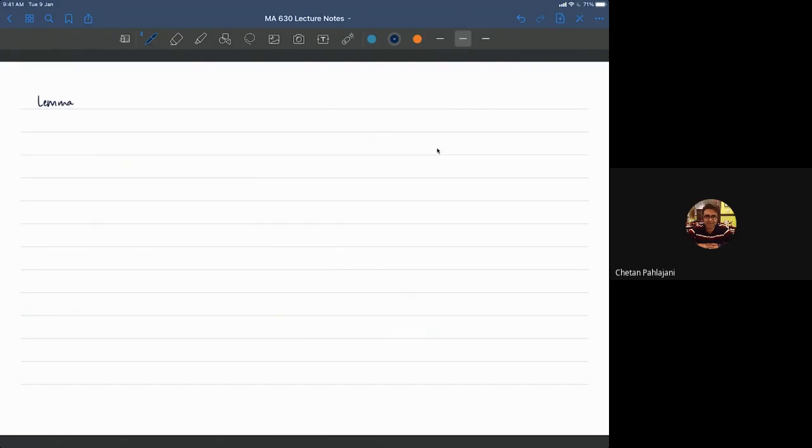So here's a lemma. For any 1 less than or equal to p less than or equal to infinity, L^p(Ω, F, μ) is a vector space. Now, I'm only going to do the case when p is finite. I will leave you to fill in the details for the case when p equals infinity.